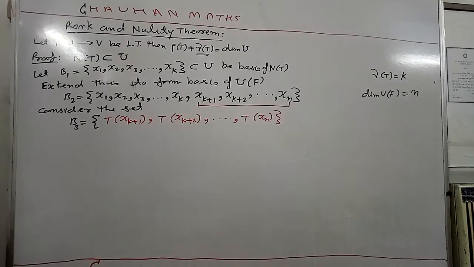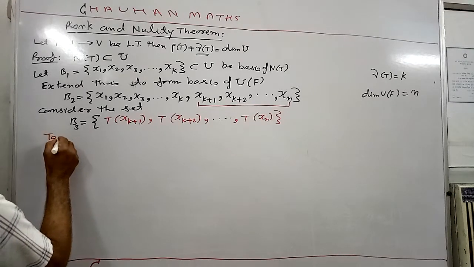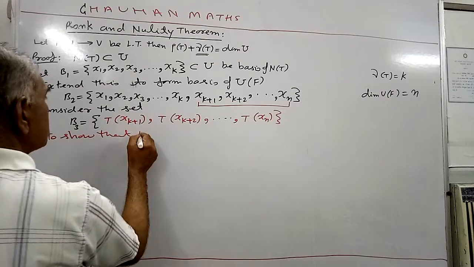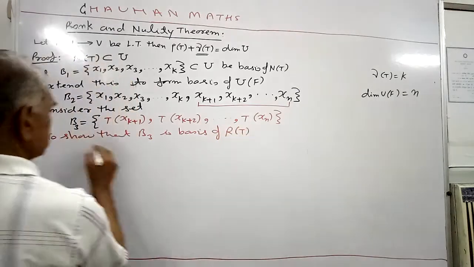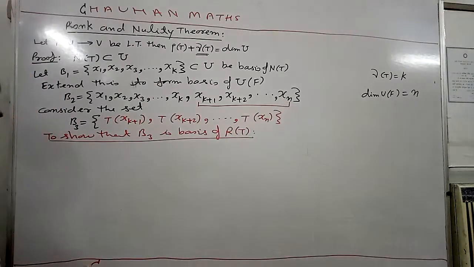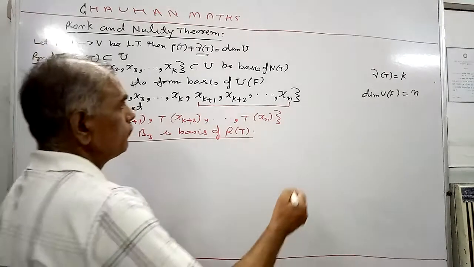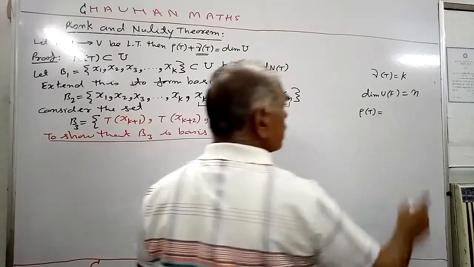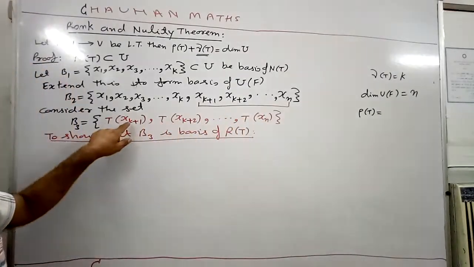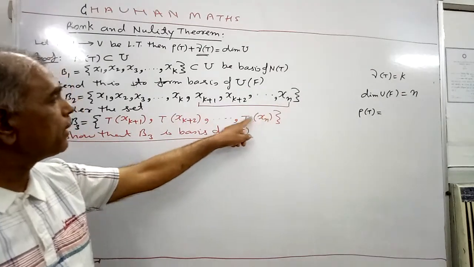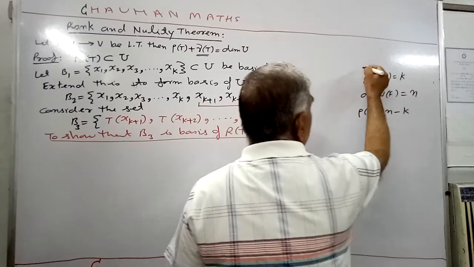Now we shall show that this B3 is a basis of range T. To show that B3 is a basis for range T, we will prove this. And supposing this is proved, then rank T, denoted by rho T, will become the number of elements in B3, which is n minus k. Number of elements you can count from k plus 1, k plus 2, k plus 3 up to n. The number of elements is n minus k. So rank T will become n minus k, giving rise to your theorem.